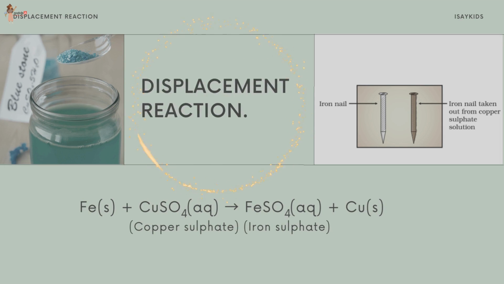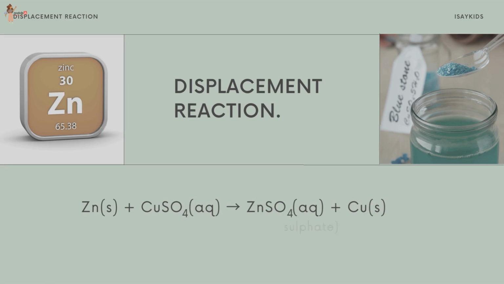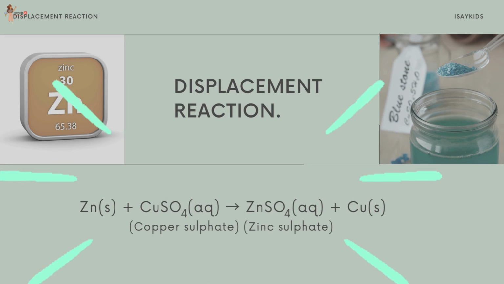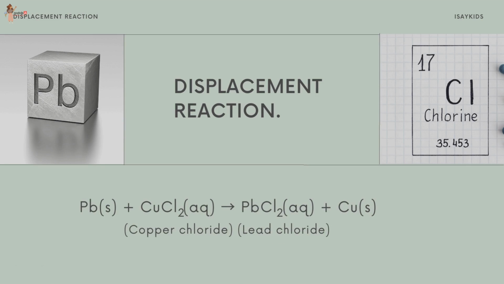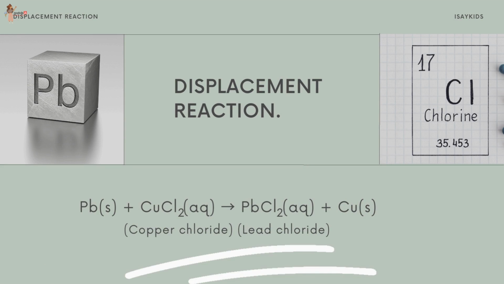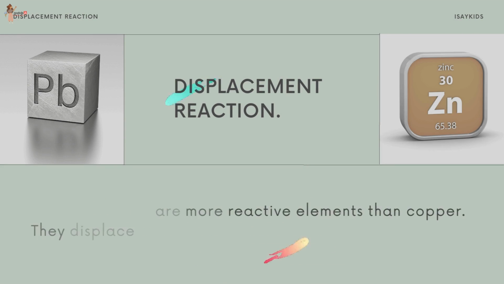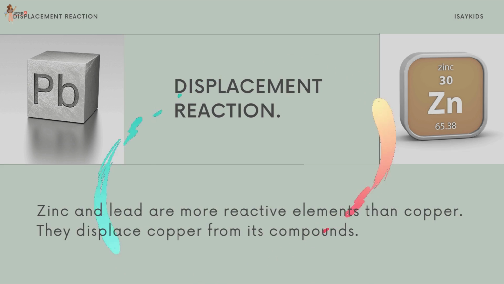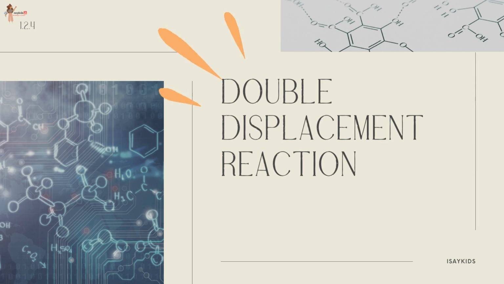Other examples of displacement reactions are zinc plus copper sulfate giving zinc sulfate plus copper, lead plus copper chloride gives lead chloride plus copper. Zinc and lead are more reactive elements than copper. They displace copper from its compounds. Next is the double displacement reaction.